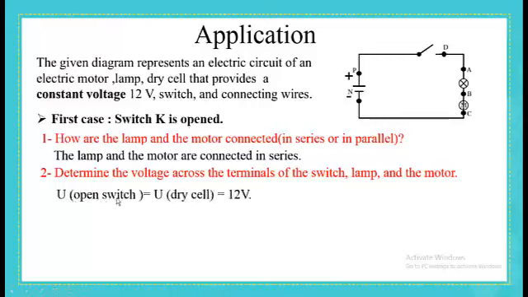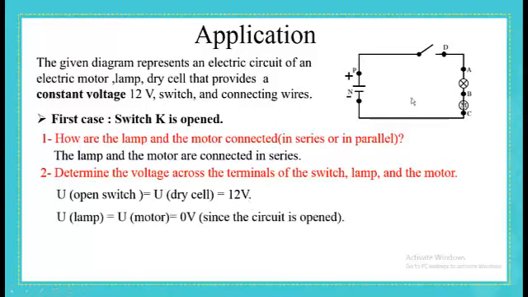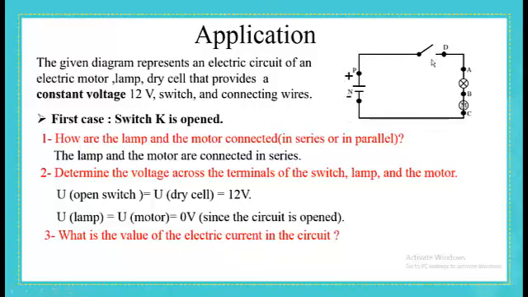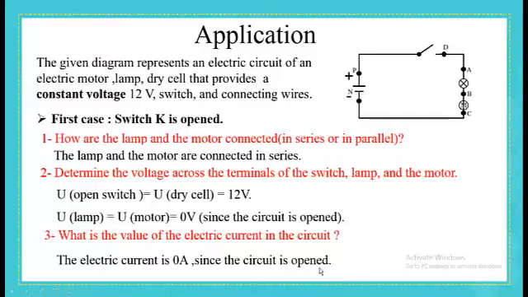So, the voltage across the open switch is equal to that of the dry cell, which is equal to 12 volts. Concerning the lamp and the motor, the voltage is 0 because the circuit is an open circuit. Let's move to the third question. What is the value of the electric current in the circuit? Although we have a generator, the circuit is an open circuit, so the electrons cannot flow, so the electric current is 0 since the circuit is opened.